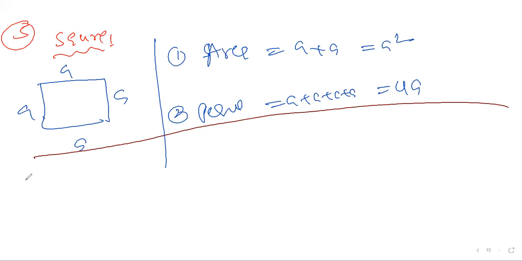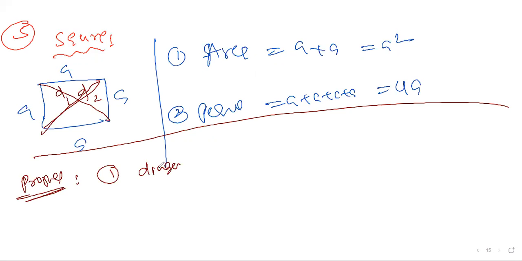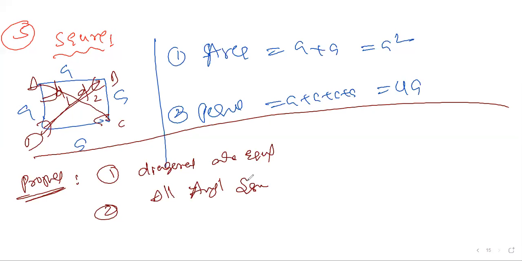Now we are interested in the properties, very important. Properties. This is called the diagonals, opposite corners joined through the center. So diagonal D1, diagonal D2. Number one property is diagonals are equal. Very important. Second one, the angles here: angle A, angle B, angle C, angle D. All angles are same and equal to 90 degrees. Okay, all angles are same and it should be 90 degrees. Then all sides are same.